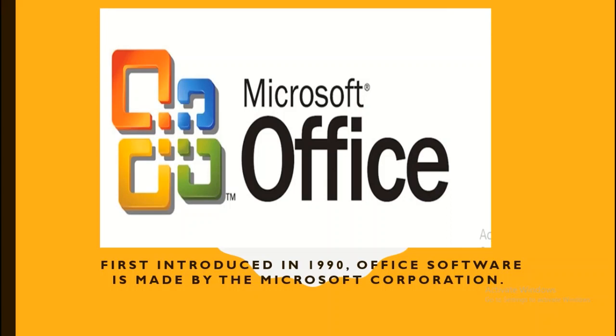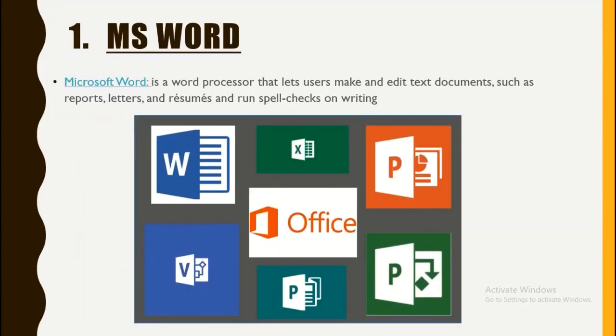Microsoft Office was first introduced in the 1990s. This was made by the Microsoft Corporation. Microsoft Office is in a sense different from other software, like it has other member software, so it is just like a family type of software. The other family member software include MS Word, Excel, PowerPoint, Outlook, Access, etc. So we will talk about all of them in detail here.